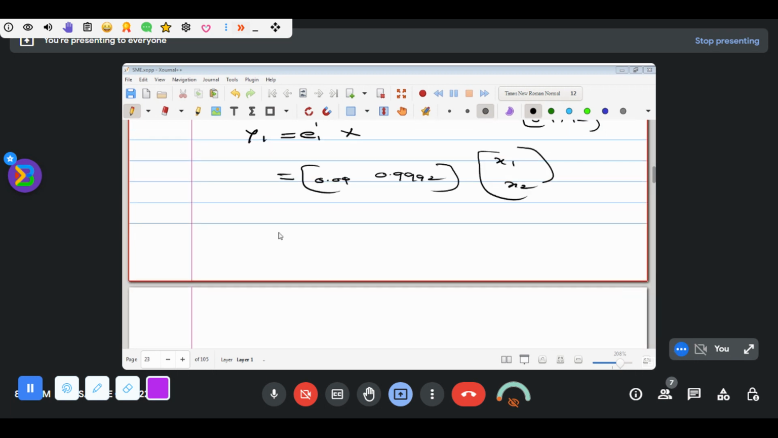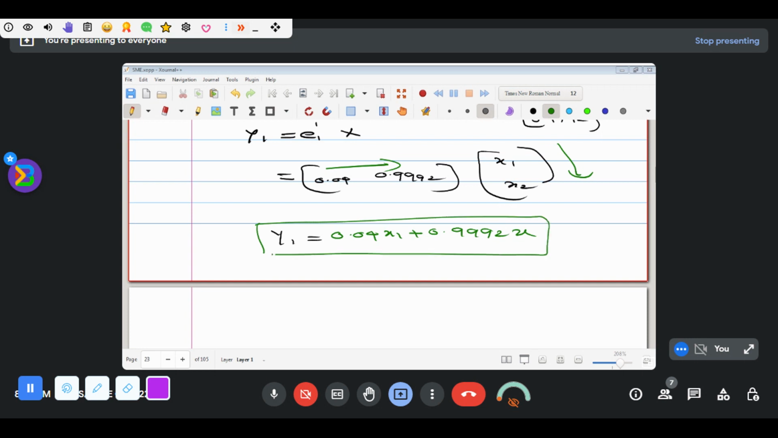Therefore, the first principal component equation y1 equals just matrix multiplication. Just multiply this one and this one. Then we get the first result: 0.04 x1 plus 0.992 x2. This is the first principal component equation.